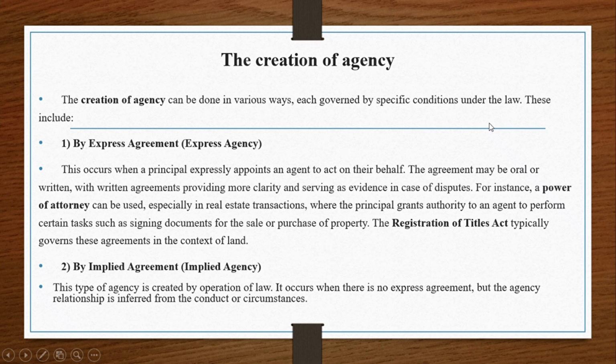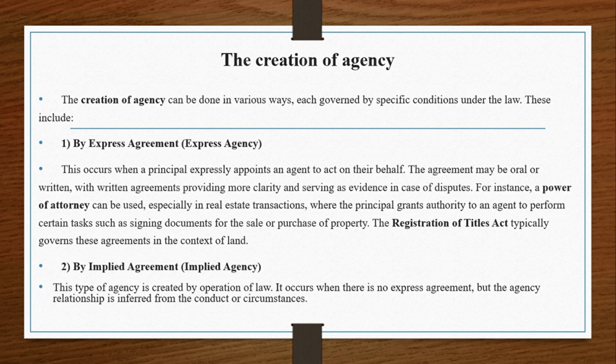In this video, we are going to be looking at the creation of an agency. How is an agency relationship created? The creation of agency can be done in various ways, and each is governed by specific conditions under the law. These include, the first one, the express agreement, also known as the express agency.